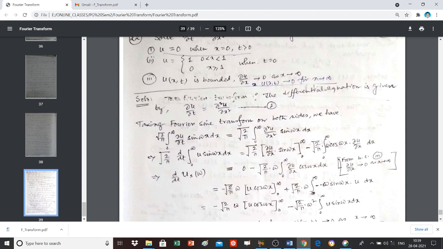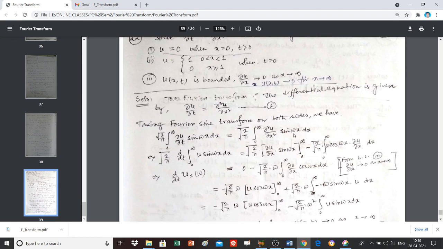In this integration, we are going to integrate using integration by parts. For that, taking sin(ωx) as the constant, the integration of ∂²u/∂x² is ∂u/∂x, with limits 0 to infinity. Then minus square root of 2/π, integral from 0 to infinity, where we differentiate sin(ωx), which gives ω cos(ωx), and integrate ∂u/∂x dx. So using integration by parts, we have these two terms.